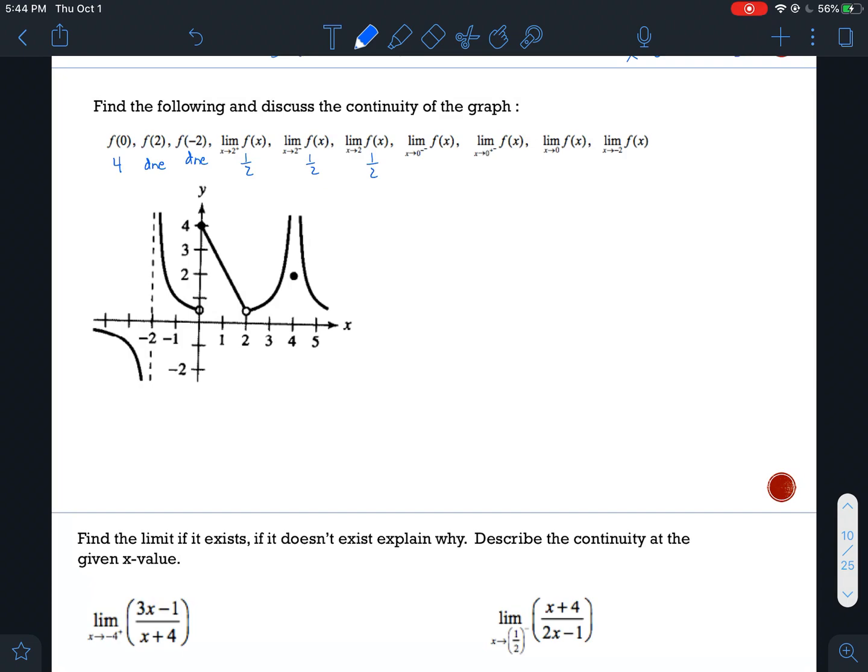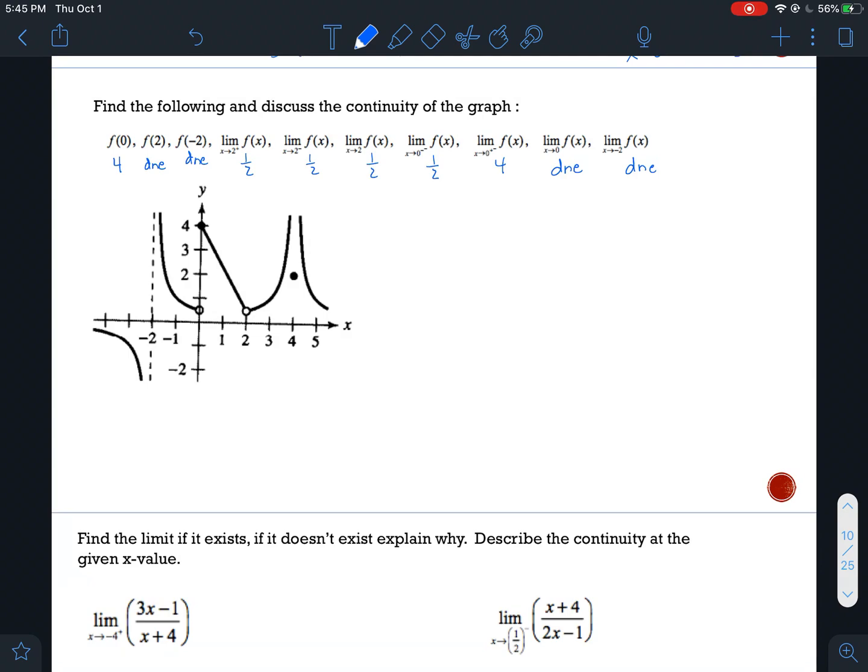The limit as I approach 0 from the left is going to be 1/2. The limit as I approach 0 from the right, well, that limit's up at 4. So since the limit as I approach 0 is at 2 different values, the limit as I approach 0 does not exist. And then my limit as I approach negative 2 also doesn't exist because on the left side, it's shooting down to negative infinity, and on the right side, it's shooting up to positive infinity.